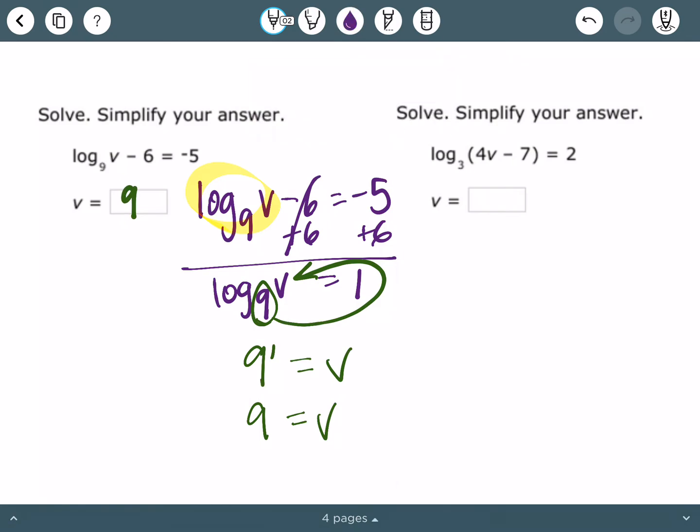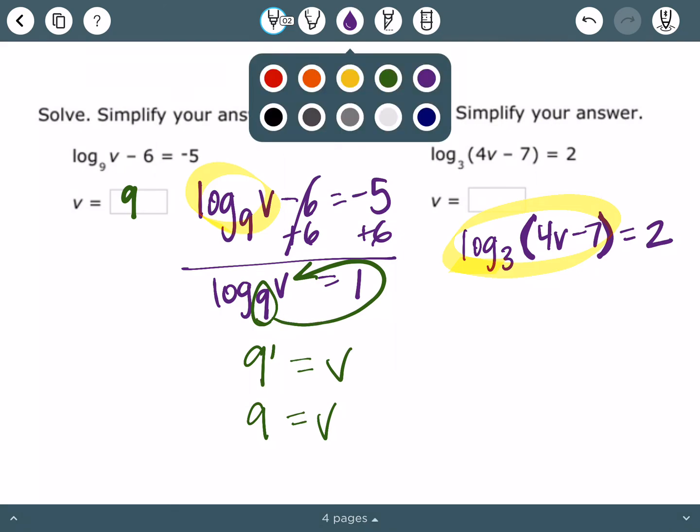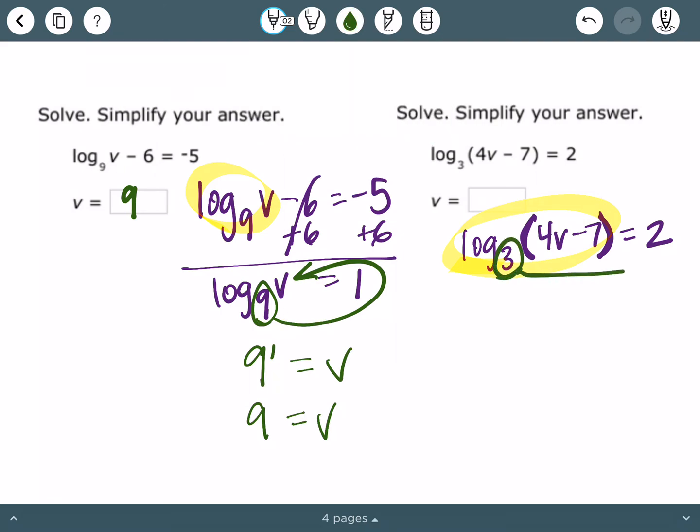If we jump back in on this one over here, we can see log base 3 of 4v minus 7. This one's different because this is in parentheses here. There's nothing that's outside the log, so I'm going to go ahead and notice this all goes together. That means I can do my loop-de-loop. So I can have 3 to the power of 2 equals that whole thing. So 3 to the power of 2 equals 4v minus 7. That's going to be 9 equals 4v minus 7.